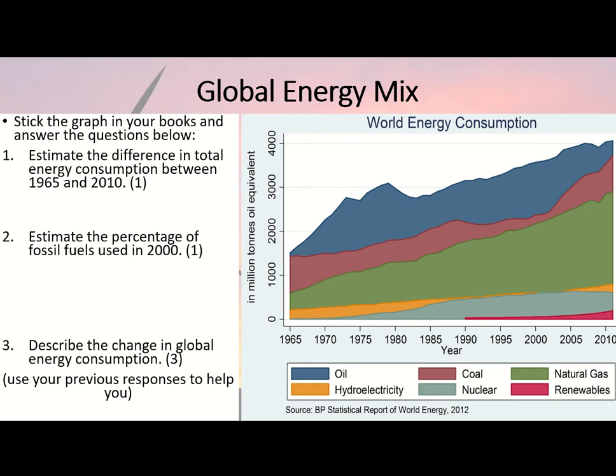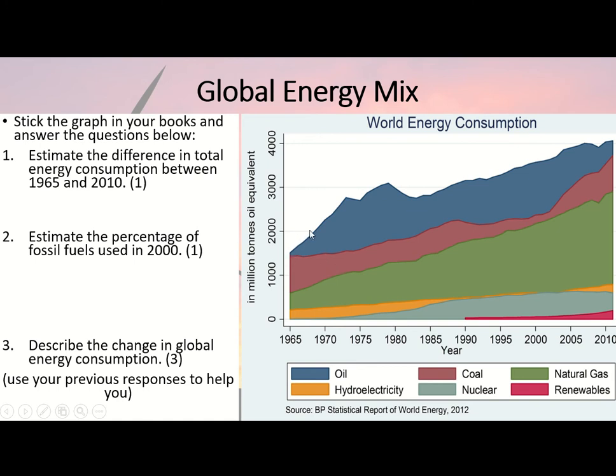So the first question says: estimate the difference in total energy consumption between 1965 and 2010. Now, interpreting these graphs always throws students off a little bit because they're not quite sure what they're seeing. What you've got here really is a series of line graphs, but those line graphs effectively build up to give you an overall picture.